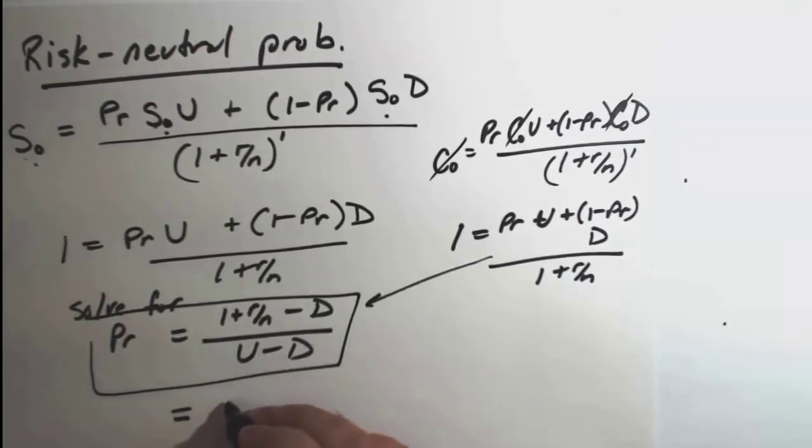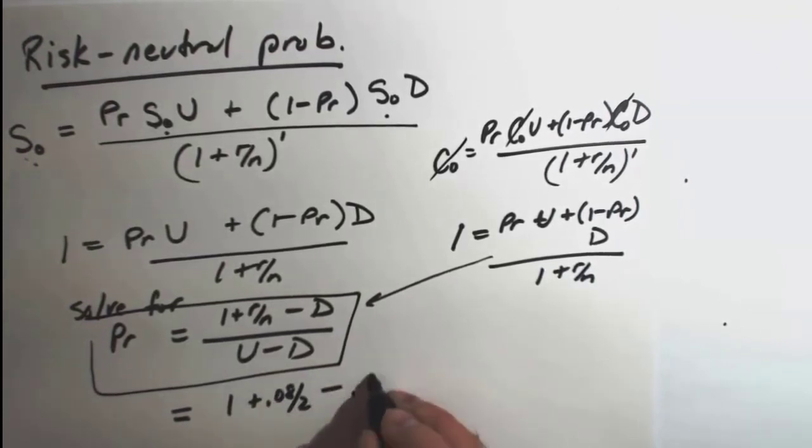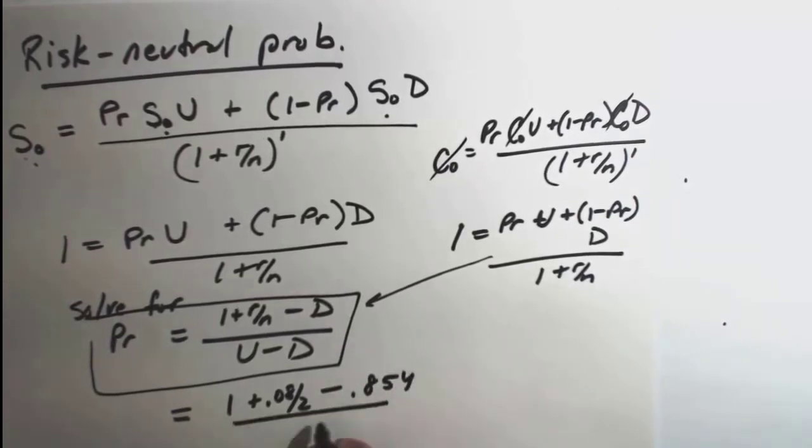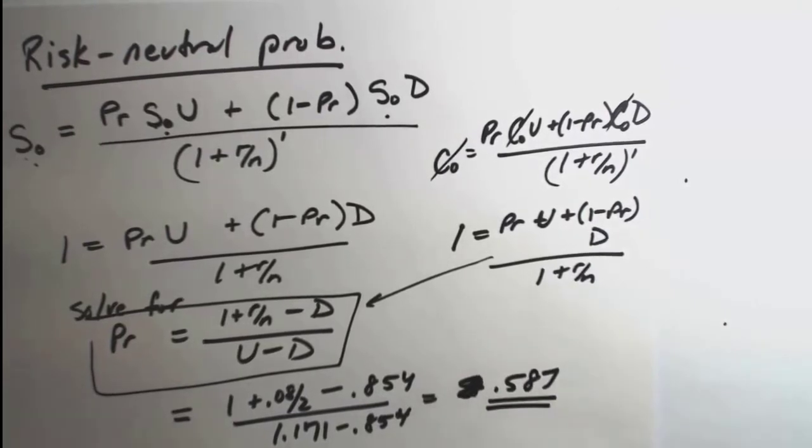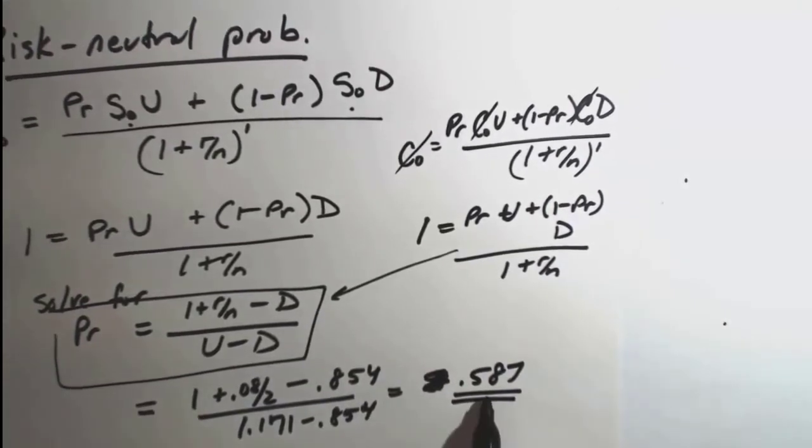Okay, so let's look here. 1 plus 0.08 divided by 2 minus 0.854. 1.71 minus the 0.854 equals 0.587. And by the way, that probability remains constant across the tree.